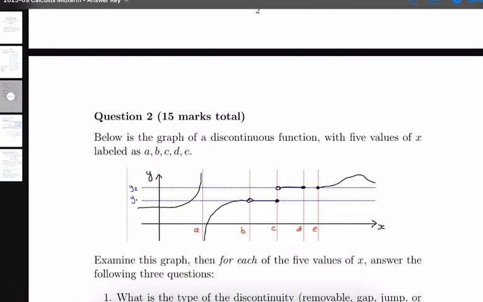I think it was clear on the curve. On the paper it was clear. Okay, there's a part here and there's a part here. So at each of A, B, C, D, and E, there is a discontinuity. The question doesn't tell you that, but it is implied if it asks what is the type of discontinuity. So what would we say is the discontinuity at A?